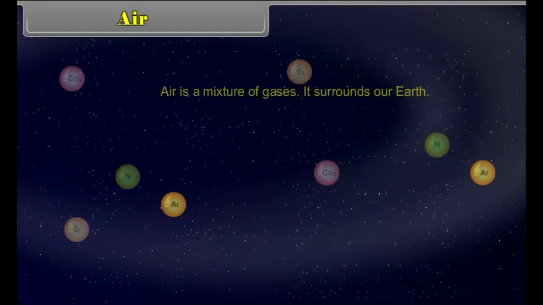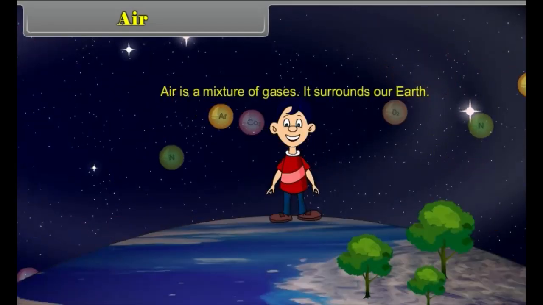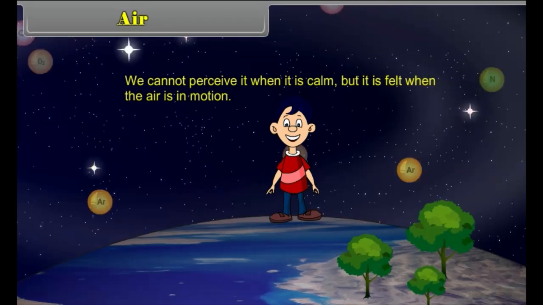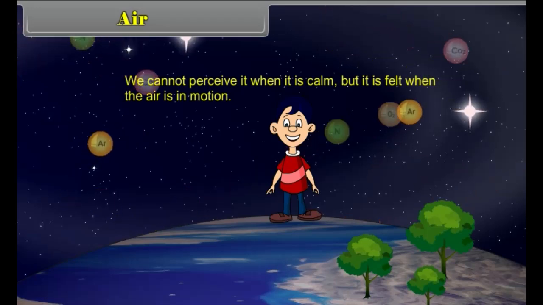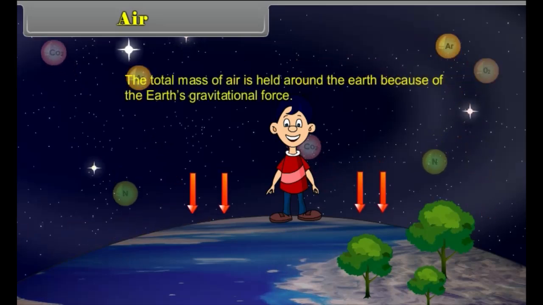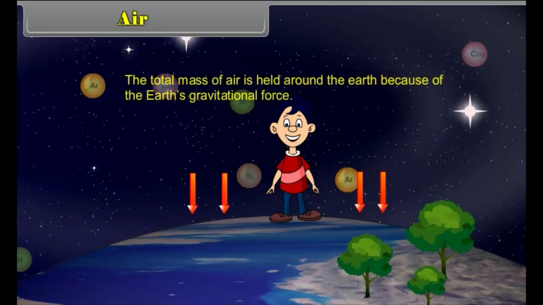Air is a mixture of gases. It surrounds our earth. We cannot perceive it when it is calm, but it is felt when the air is in motion. The total mass of air is held around the earth because of the earth's gravitational force.